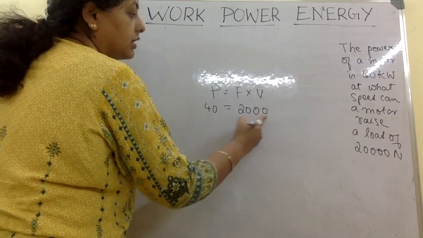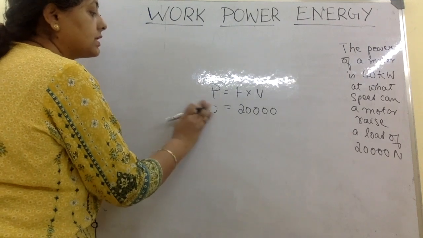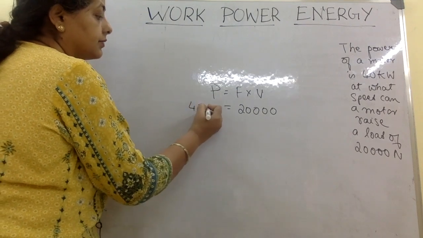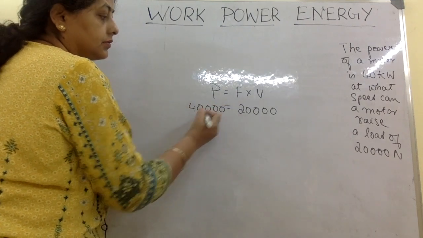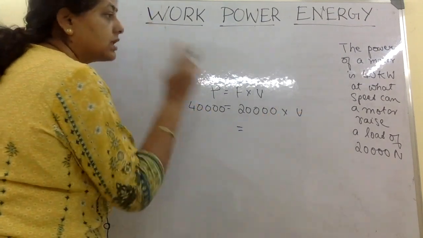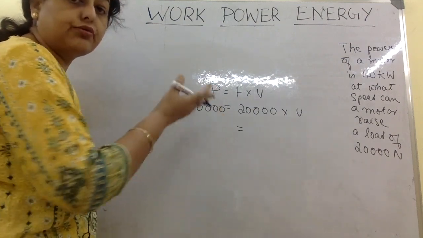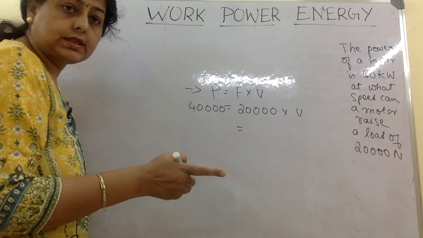20,000. Okay, 20,000. Now if it is in kilowatts, let me make it in watts now. Okay, and then V. So at what speed? Direct question. Don't keep thinking what do I use. You have to use this formula which is given in concise physics.